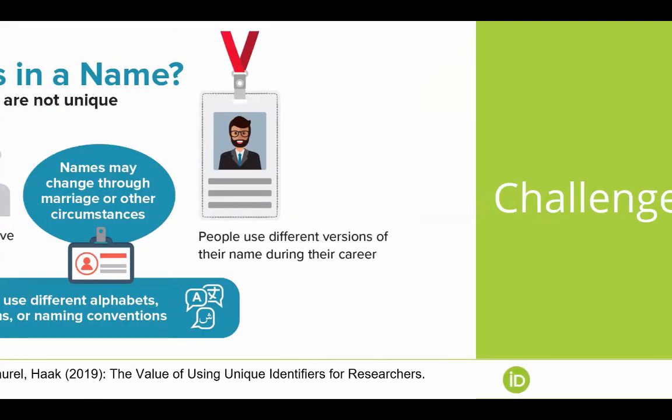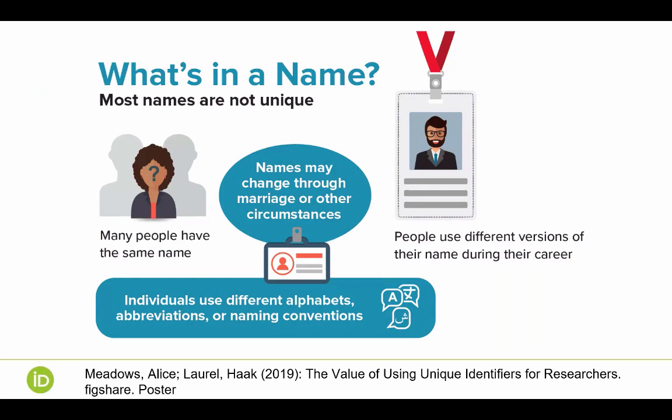The very first thing I would like to start with is name ambiguity. As Rachael raised, the vision of ORCID is to uniquely identify researchers and help them connect to their works. It's more than just publications, but a variety of different research outputs. As you know, names are not unique. Names are opaque sometimes. Names can change through marriage or other circumstances. Many people have the same name, people use different versions of their name, and people may use different abbreviations. So relying on names alone is not trustworthy enough.